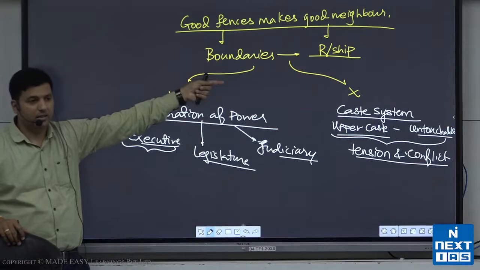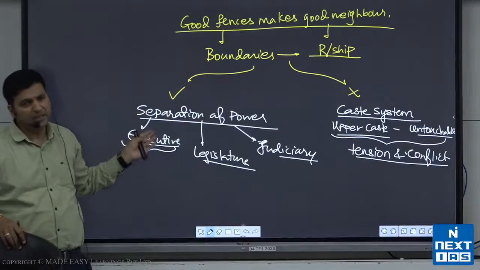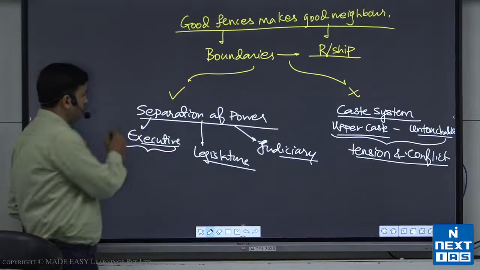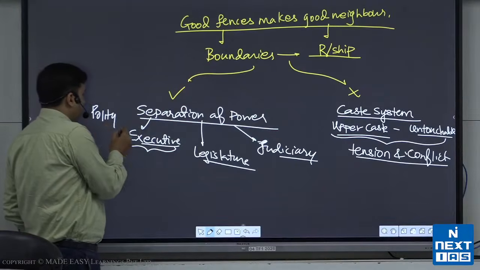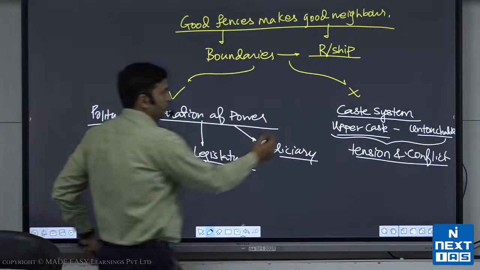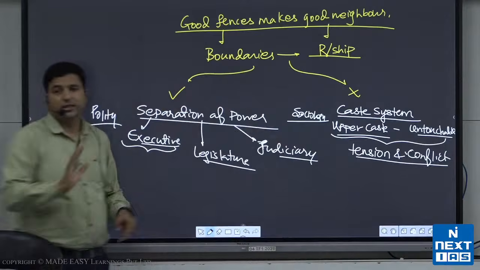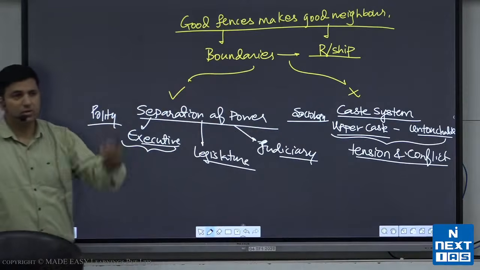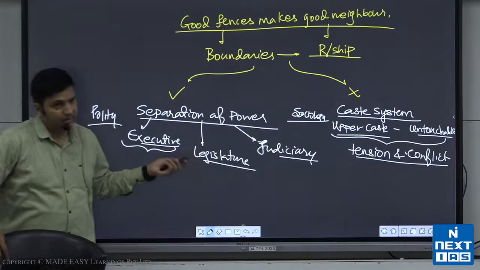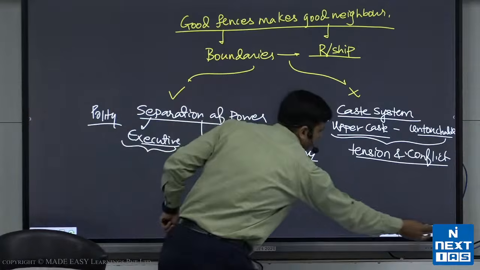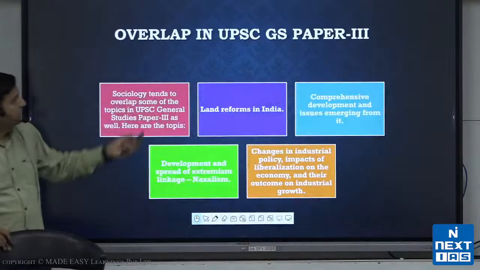So this is another interpretation. Then I'll give you multiple other examples from different dimensions. It is from polity. Again, it is from sociology without using a term from the sociology optional. So that is how we will learn. In essay, a lot of overlap. In GS3 also there is a lot of overlap. This is GS paper 3.